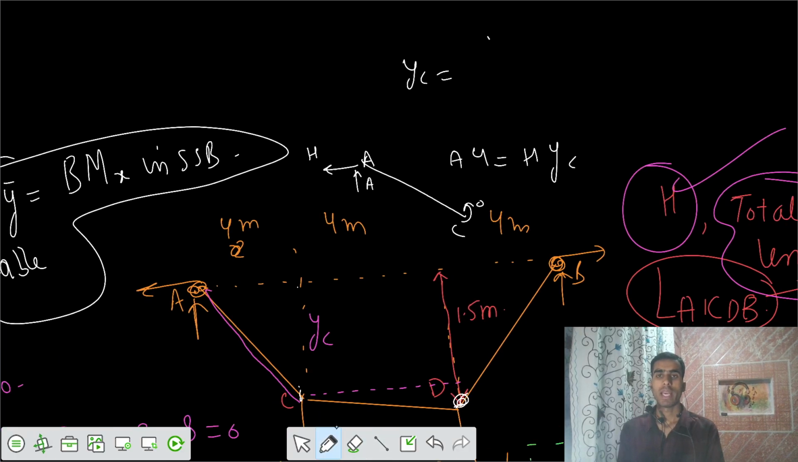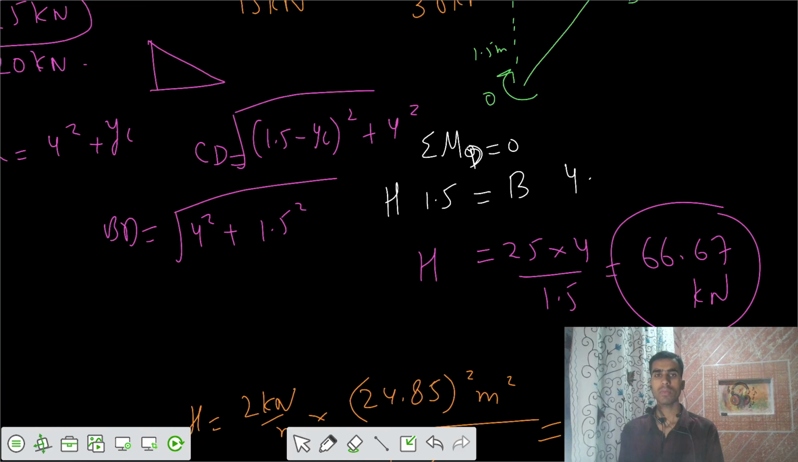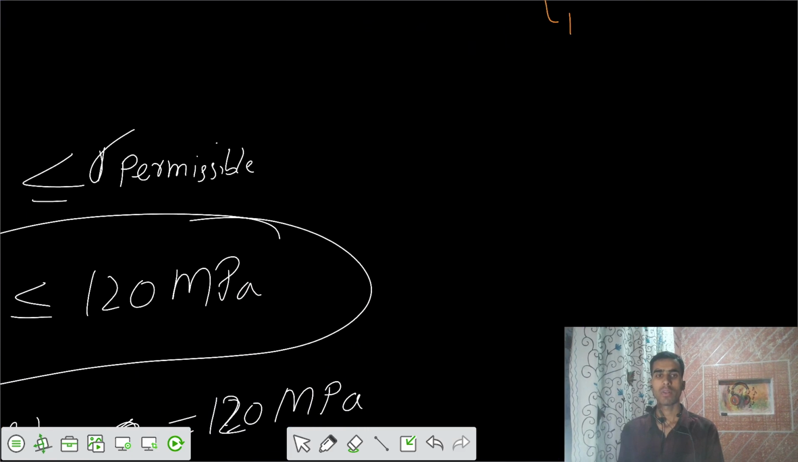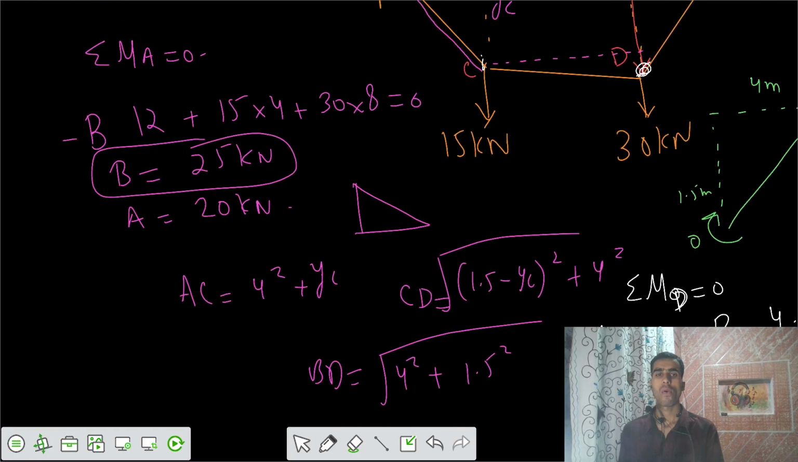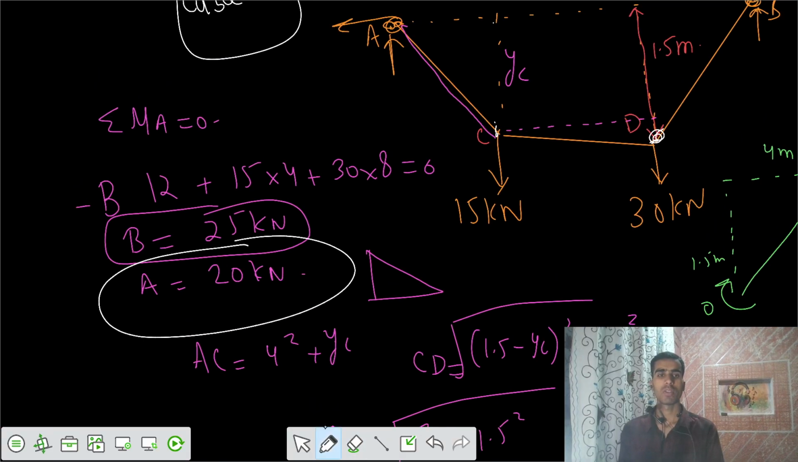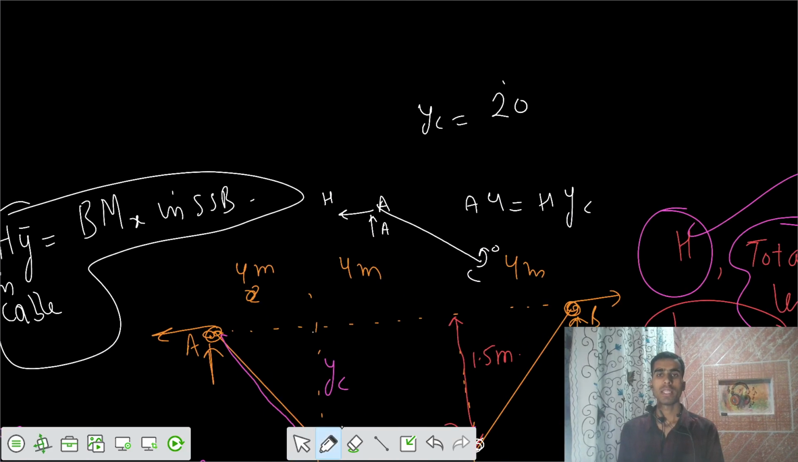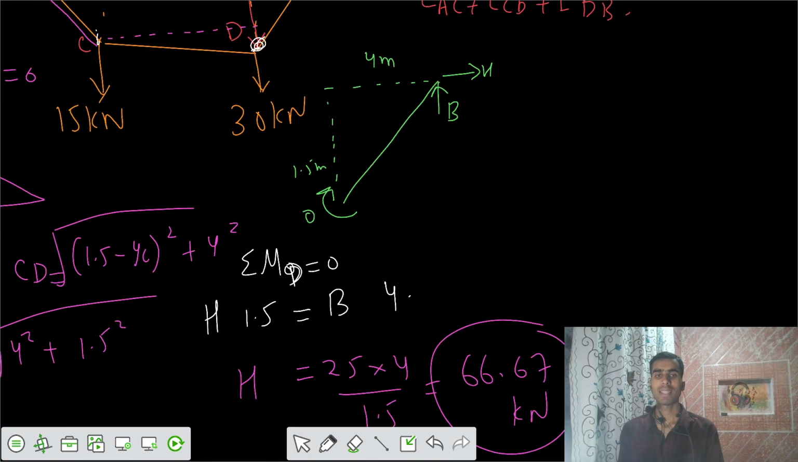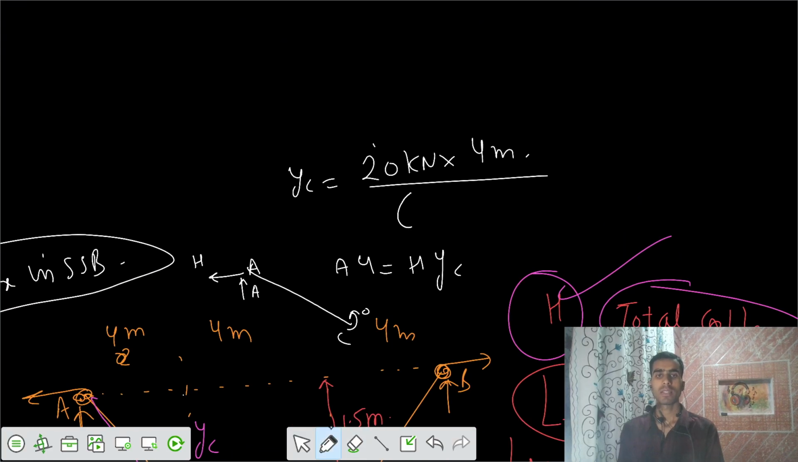yc equals A into 4 meter divided by H. What was the value of A we got? Yes, the value of A was 20 kilonewton. So 20 kilonewton into 4 meter divided by the horizontal reaction, which was 66.67 kilonewton. So I can get the yc ordinate, and that is equal to 1.2 meter.